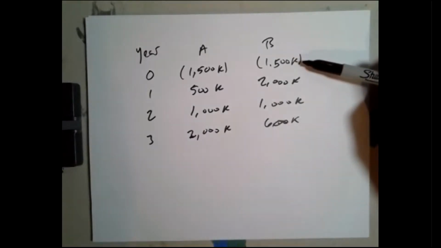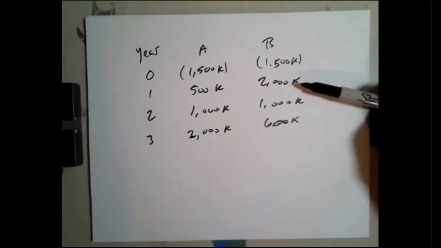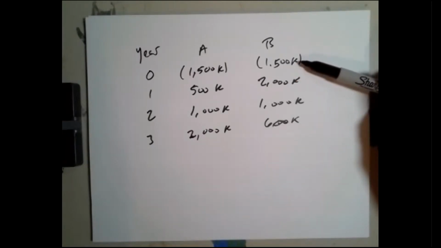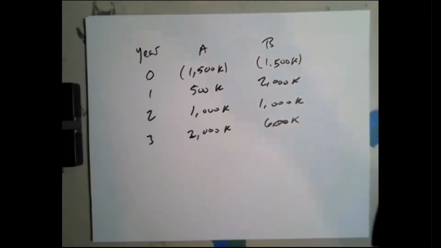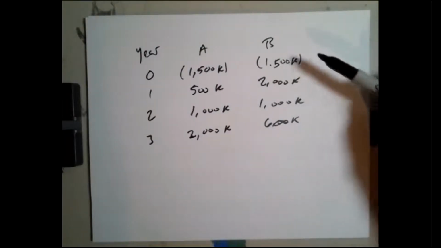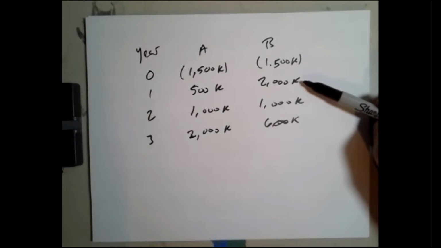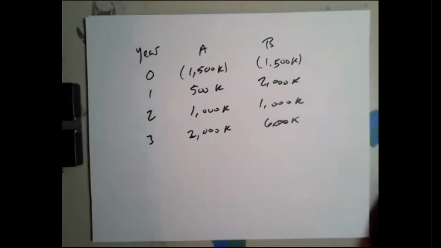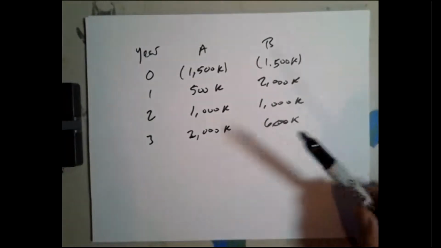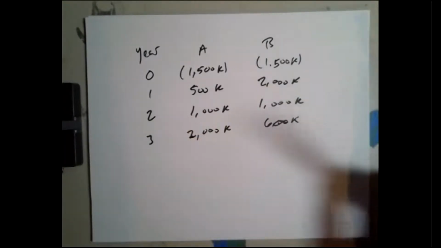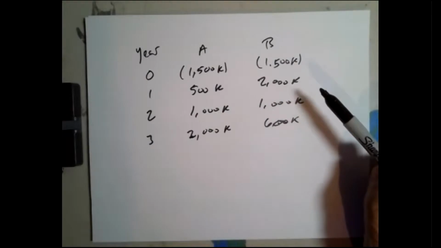Under project B, we make that $1,500 investment, and then in year one we earn a $2,000 cash flow, which pays back the entire initial investment. So basically, the payback period for A is 2 years. The payback period for B is 9 months. Just knowing that, you're probably going to start to already favor B.